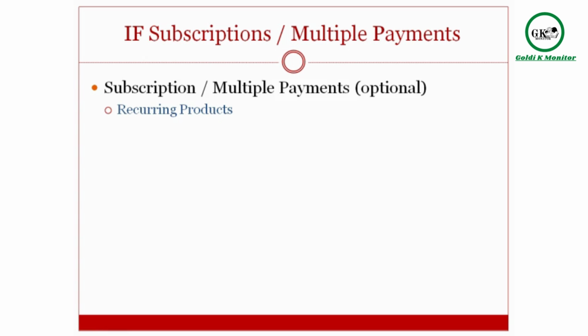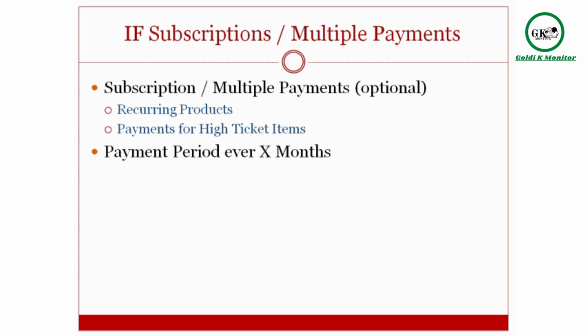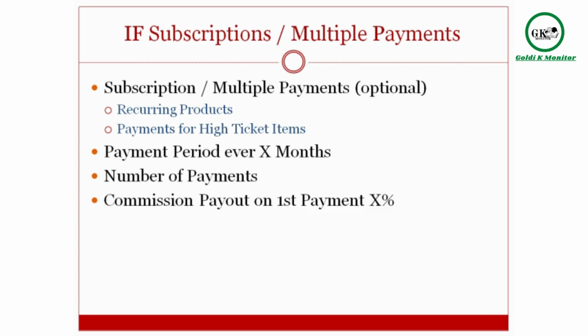So if you go this route, it applies to recurring products and payments for high ticket items or low ticket items if your audience is unable to pay a certain amount. Then you're going to need to know the payment period for X amount of months. So let's say, for example, your membership site was 6 months. If it's 6 months, the number of payments in those 6 months, and then of course how much your affiliate gets on that first payment.